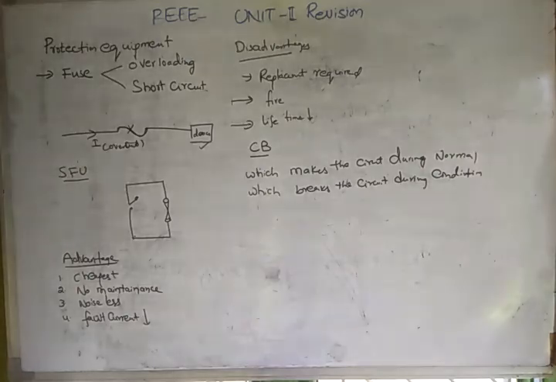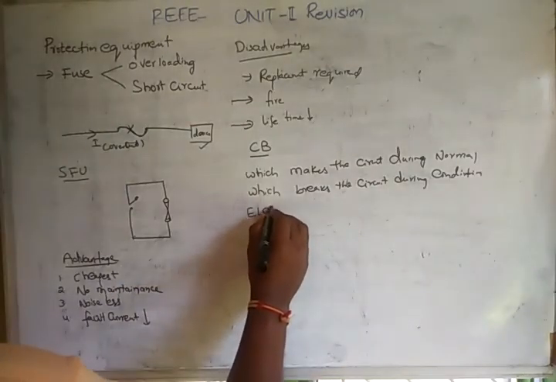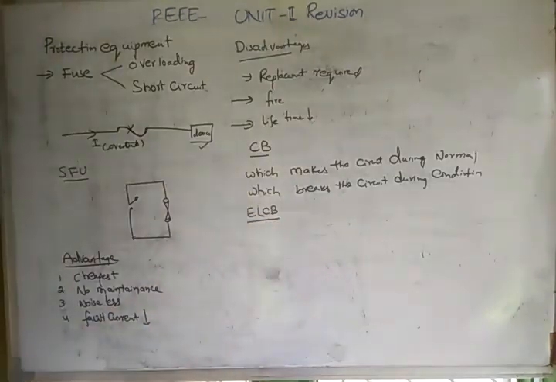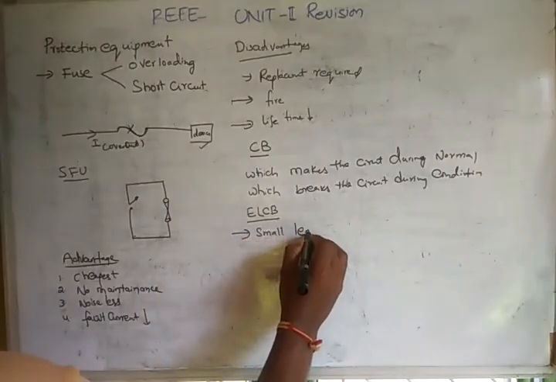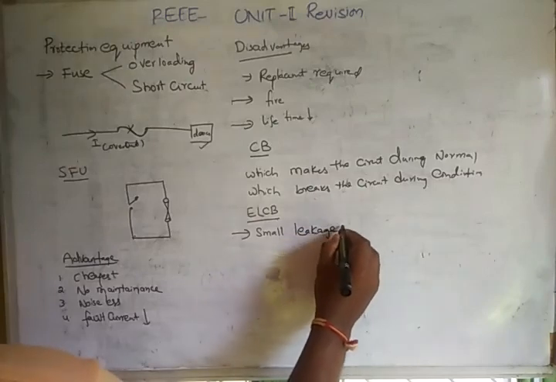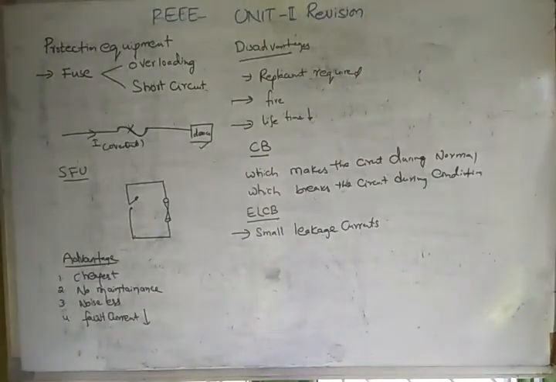Like this, we have another protecting device called the ELCB, earth leakage circuit breaker. The earth leakage circuit breaker detects small leakage currents, unlike the circuit breaker. If there are any leakage currents, it will protect against them and disconnect the circuit from the supply. It detects the small leakage current between the live wire and the earth wire and disconnects the equipment.